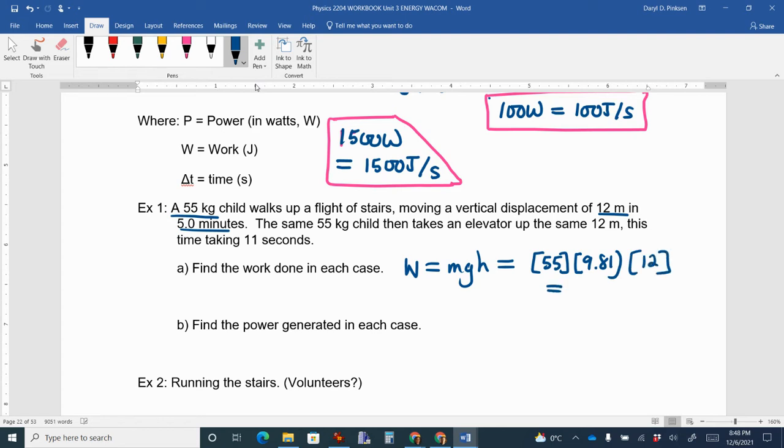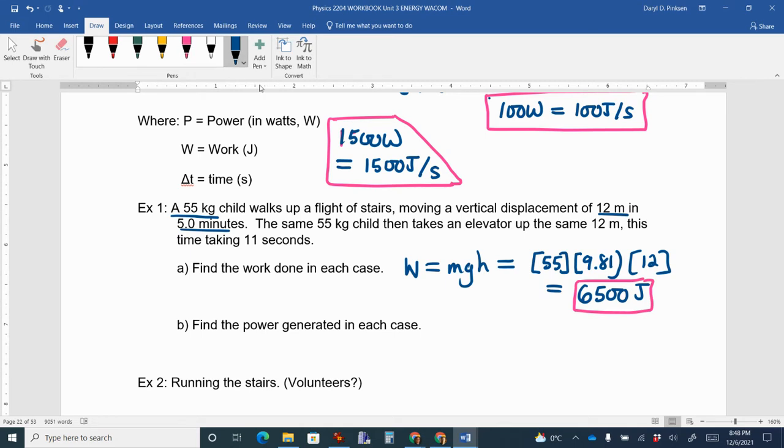So the work done would be, I'm going to get the calculator out here now. It's always nice to have a calculator when you're doing physics. 55 times 9.8 times 12 equals 6,468, and I'll round this off to two significant digits, so it comes out to be 6,500 joules. That's how much work was done by the child walking up a 12-meter vertical displacement. So that was the work done.